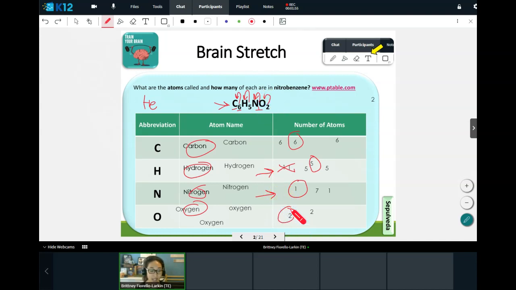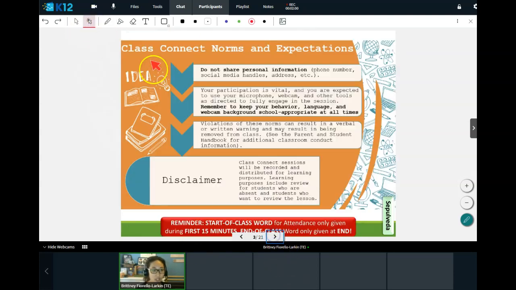We are going to apply this again at the end of our session, so I wanted to make sure that we understood it before we get started. Let's go ahead and jump into this.